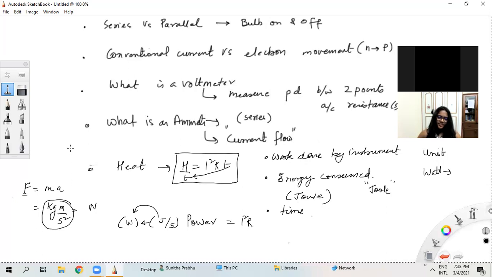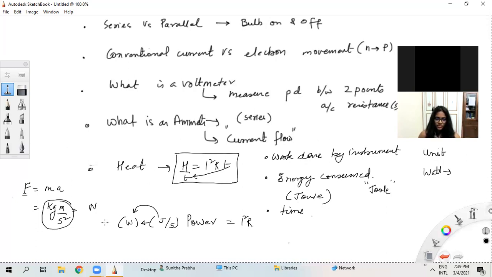You have many, many scientists who have done work in that field. Radioactivity is named after Curie, then Becquerel. Many units are named after scientists. Okay? This is the one.